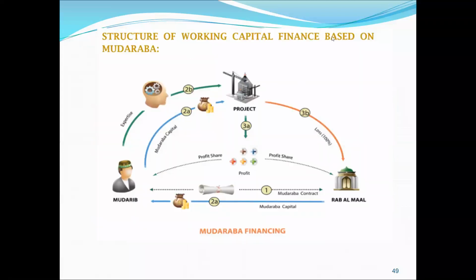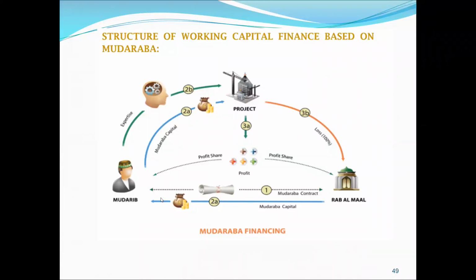To structure working capital based on mudaraba, we have a mudarib, and we have a Rabbul Mal, the one who provides the capital. There is a contract between the mudarib, the one who provides the management, and the Rabbul Mal. Once everything is done, they agree on the profit share and the profit loss, and they make an agreement on that contract.